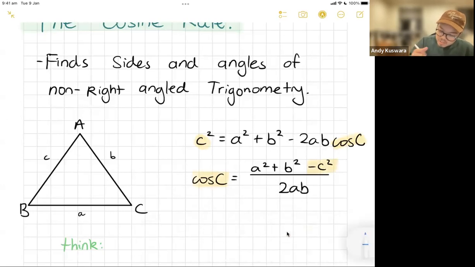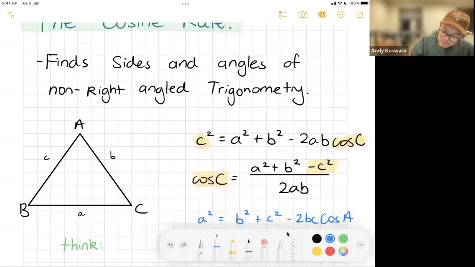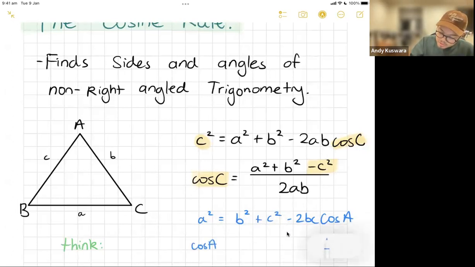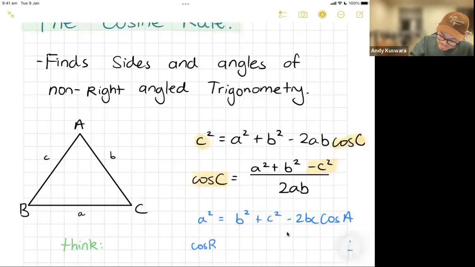So what I mean by that is I could change this whole formula and write it as a squared equals b squared plus c squared minus 2bc cosine a. That is fine. Or I can write it as, maybe cos a. Well, let's do cos b, because why not? Cos b. I should use that in a joke. Cos b is going to be a squared plus c squared, take away b squared, all over just the other two, 2ac.